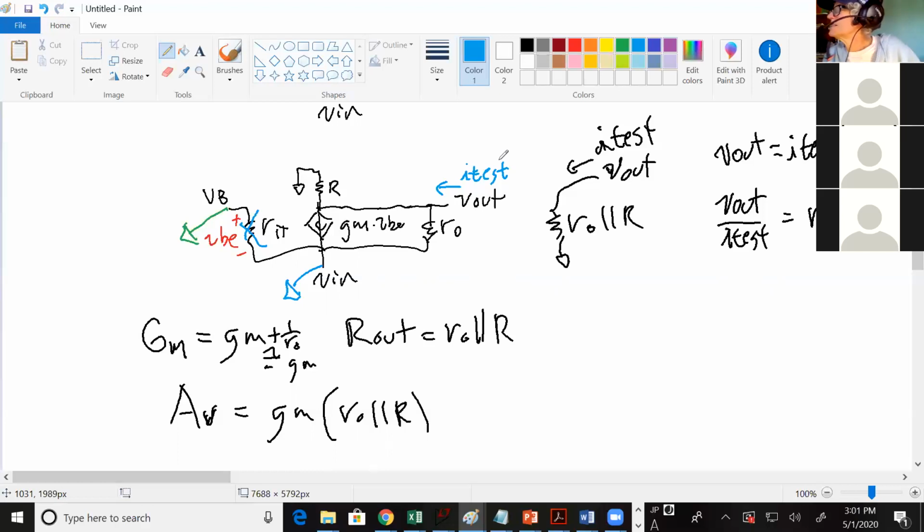Professor? Yes. In the case of both this and the common emitter, we're essentially trading R out for gain, depending on what resistance we have at the emitter, or sorry, the collector. Yes. Is there a generally optimal range that people use to get the best of both worlds?